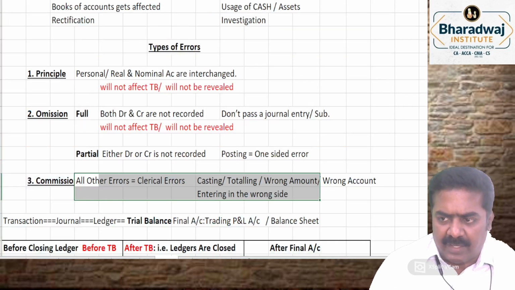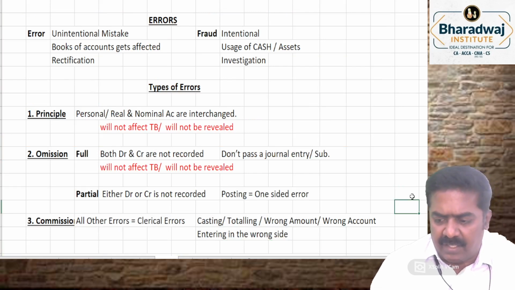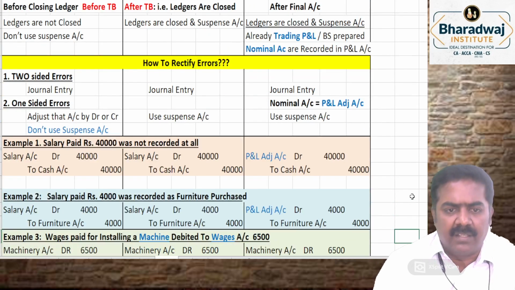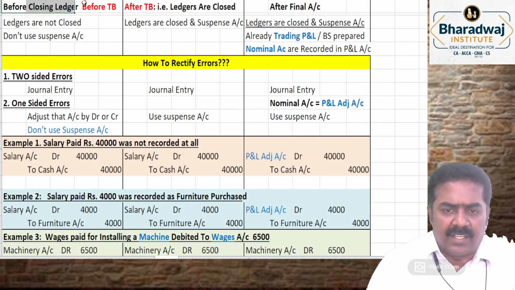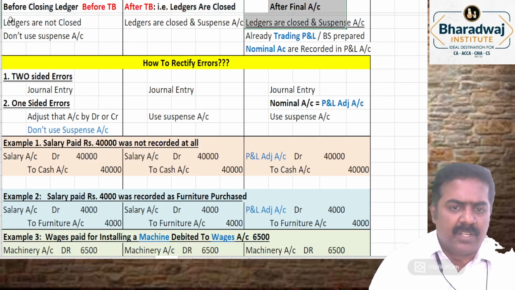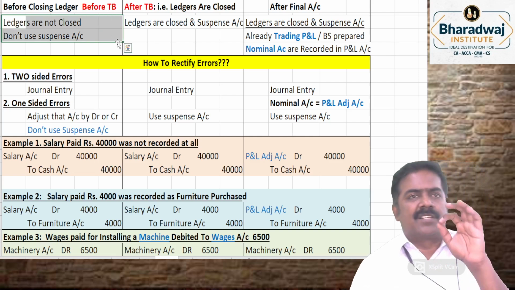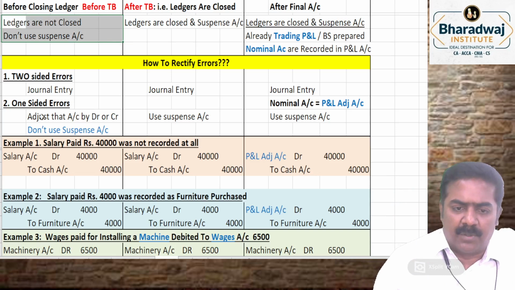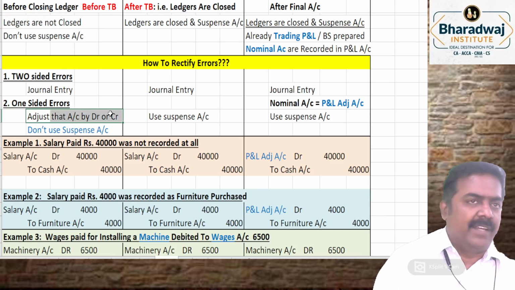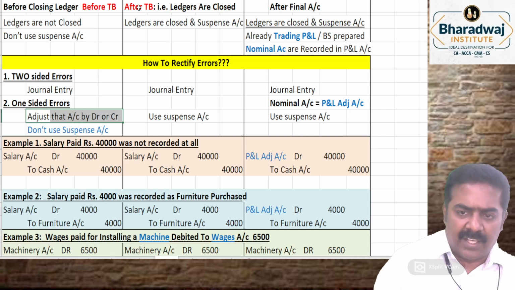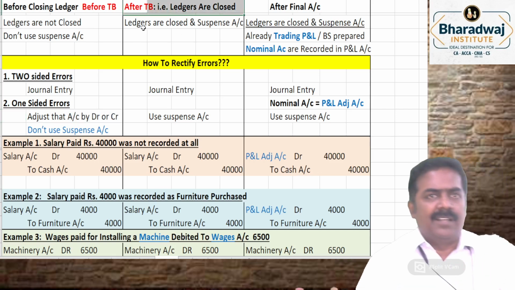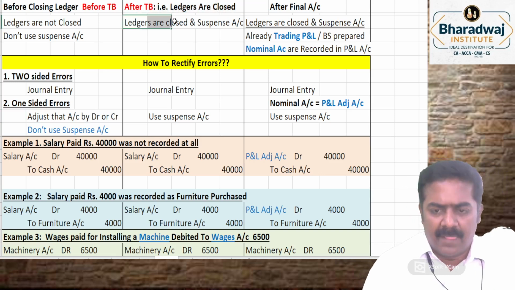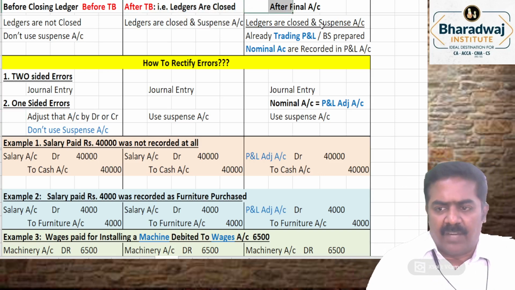Errors can be rectified at different stages. When it can be rectified? Before the trial balance, after the trial balance, and which one? After the final accounts. If it is before trial balance, now ledgers are not closed, so don't use suspense account. Just adjust that account by debiting or crediting. If trial balance is prepared, it is not tallying, now we'll open which account? Suspense account.